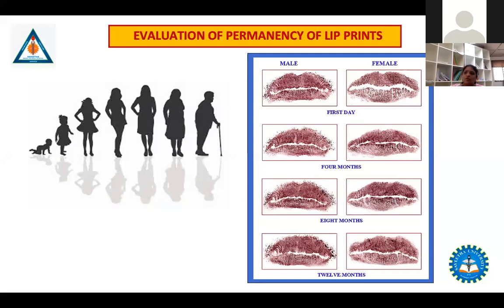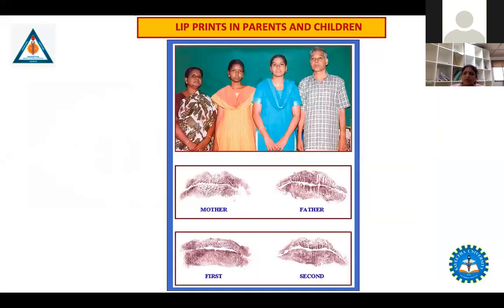And to know whether it can be used as a genetic marker, or whether there are any similarities of lip prints among family members, I collected lip prints from around 15 families having either 2 children or 3 children. I found that there was not much similarity of lip prints within the siblings, as well as between the siblings and their parents. The lip print of an individual, as it is, is a unique characteristic.